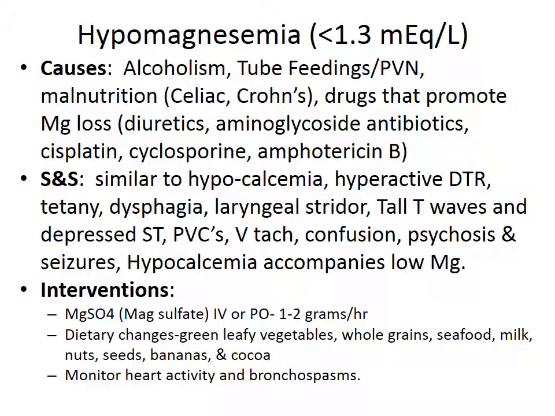Interventions for low magnesium include IV magnesium sulfate, IV or oral. If oral can be tolerated, it's given, but most likely if the patient is developing some cardiac symptoms, then the mag sulfate will be given IV at 1 to 2 grams per hour. It's given as an IV bolus over an hour, and carefully monitor the patient for any cardiac dysrhythmias that may ensue. Dietary changes for the patient with low magnesium include increasing green leafy vegetables, whole grains, seafood, milk, nuts, seeds, bananas, and cocoa. Again, monitor your patient for problems with heart activity, dysrhythmias, and bronchospasm.